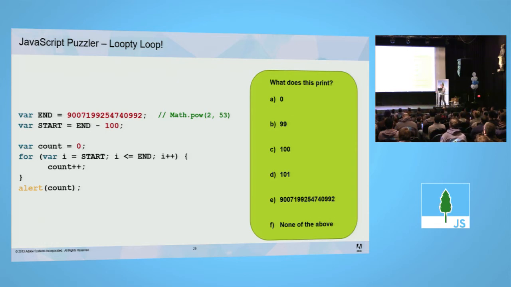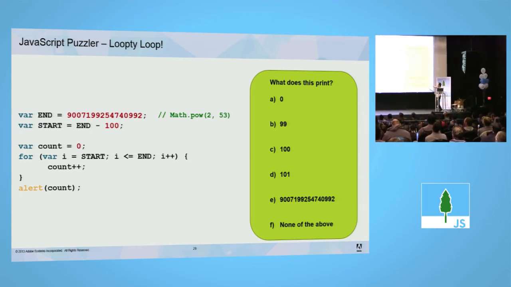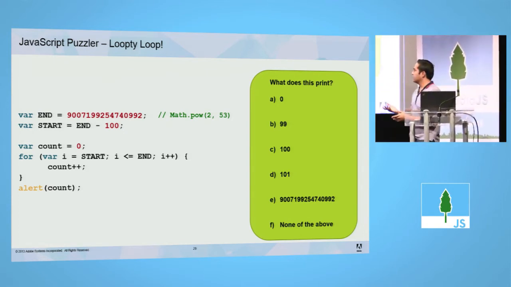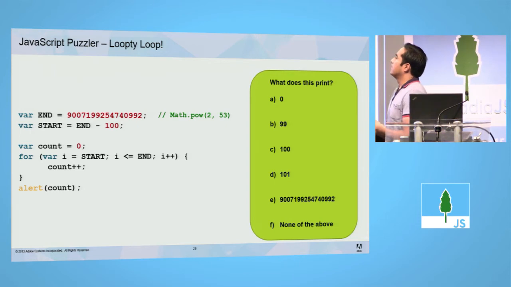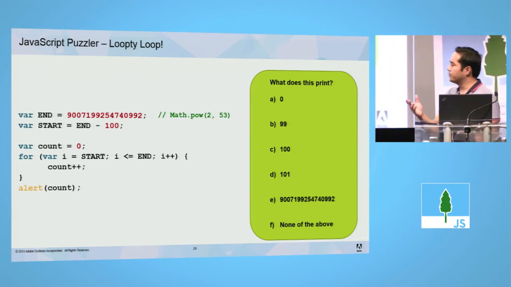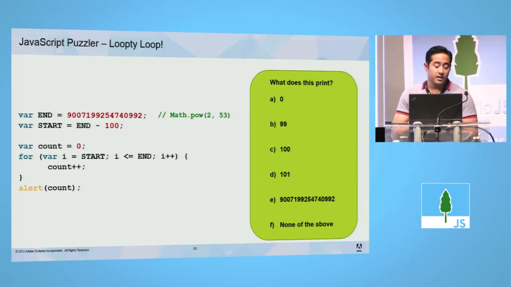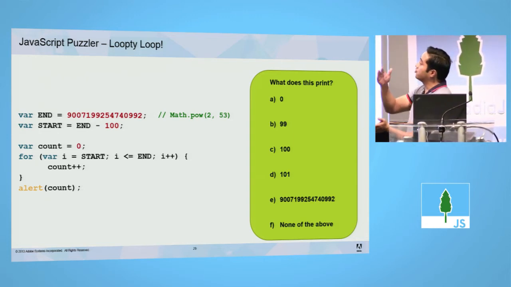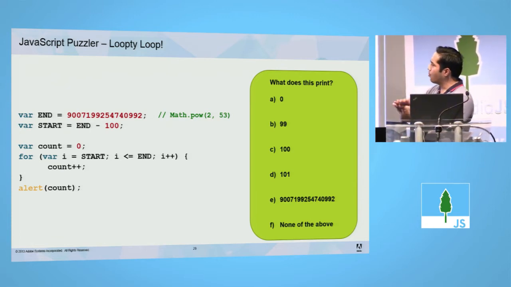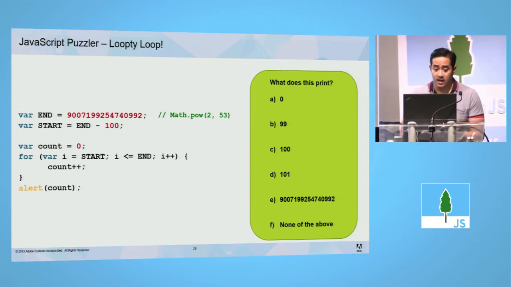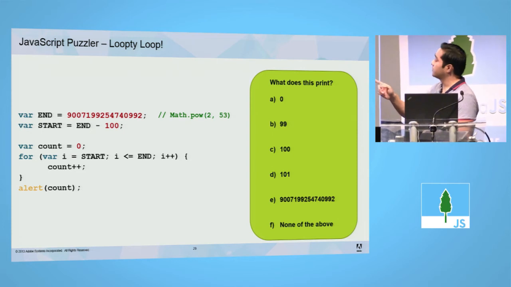All right, so let me give my naive walkthrough here. We have a variable end, and it equals 2 to the 53. Then we have a variable start, which is end minus 100, and a variable count, which is 0. Then we have a for loop that's going to start at 2 to the 53 minus 100 and go until it equals 2 to the 53. So it should count up 100 times plus the one more for the equality. And so I believe it should count 101 times, and so it should alert 101. So my answer is D.